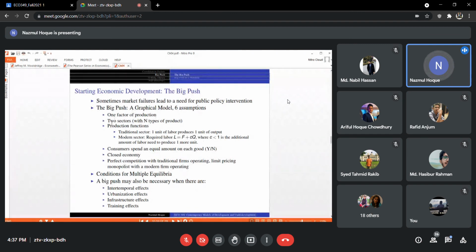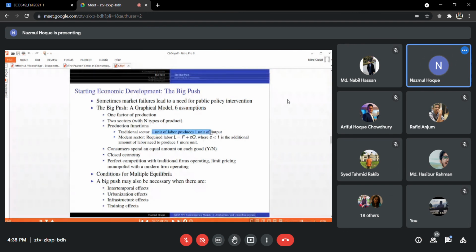So in this model, we have some assumptions that we are going to start with. Again, this is a very simplified version of the complex model. We have just one factor of production here. We have two sectors with n types of product, one traditional sector and another modern sector. In the traditional sector, the production function is very simple: 1 unit of labor produces 1 unit of output.